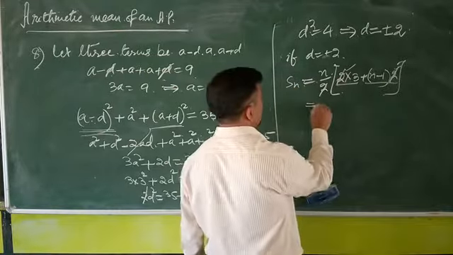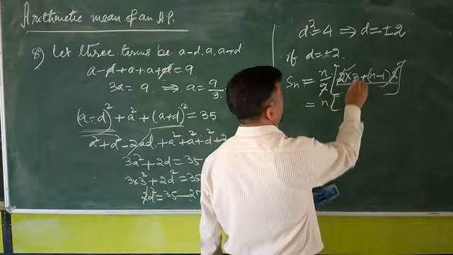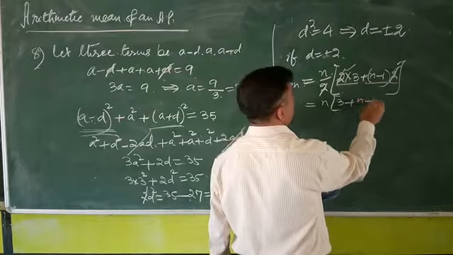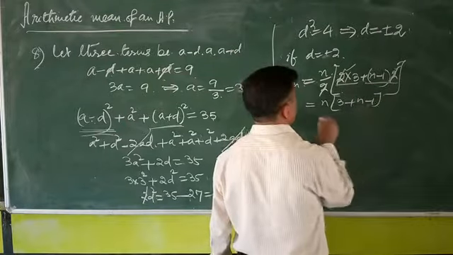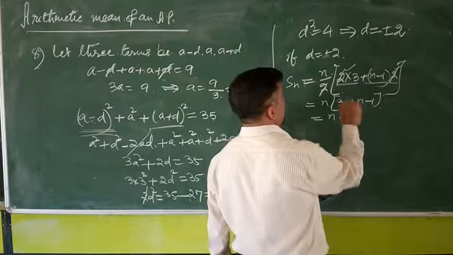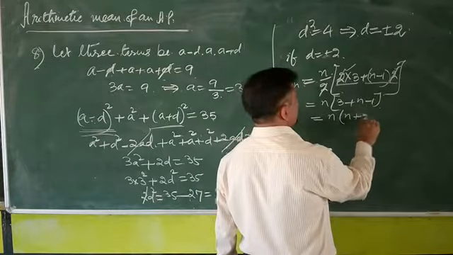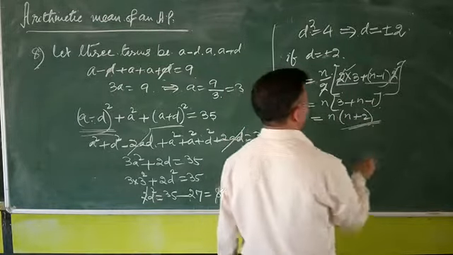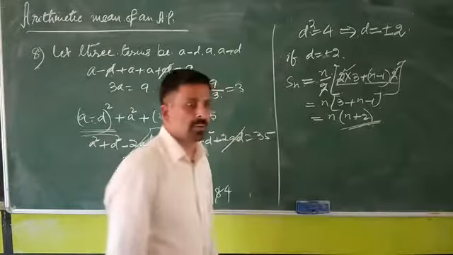So here n into 3 plus n minus 1, and this is equal to n, and then 3 minus 1 is 2. This is your answer number 1. Is it okay? Yes, sir.